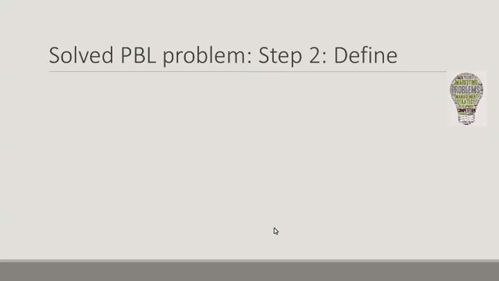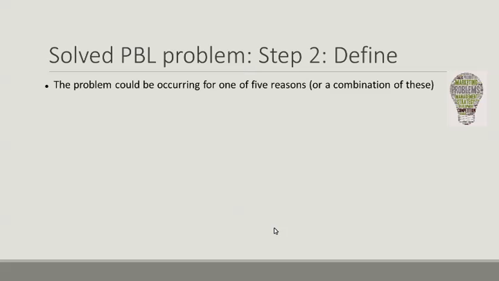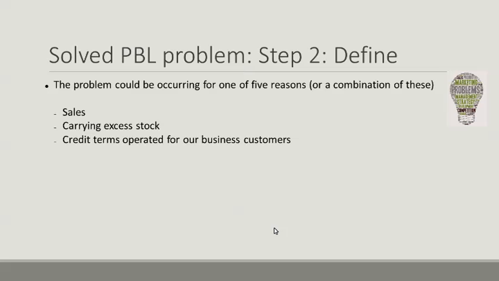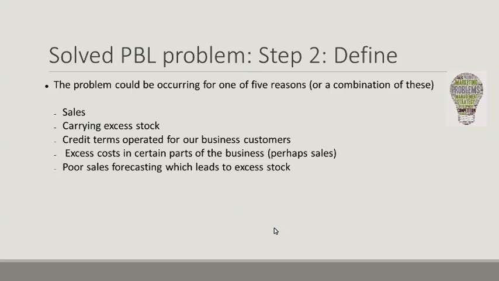Step 2, Define. The problem could be occurring for one of 5 reasons or a combination of these. Sales, carrying excess stock, credit terms operated for our business customers, excess costs in certain parts of the business, possibly sales, poor sales forecasting which leads to excess stock.